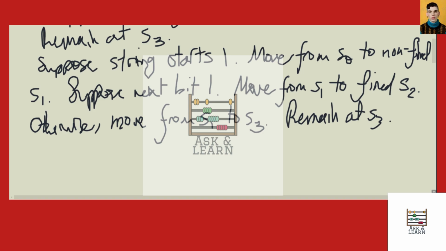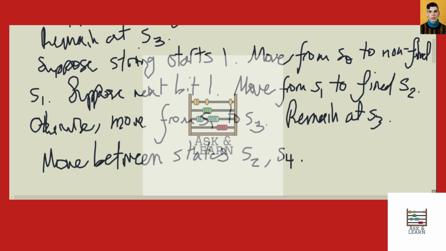Now, suppose that, again, if our input starts with a 1 and then a second 1, so we'll simply move between states S2, S4, S5, and S6, and then keep track of the last two digits.